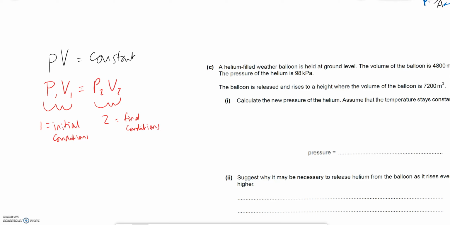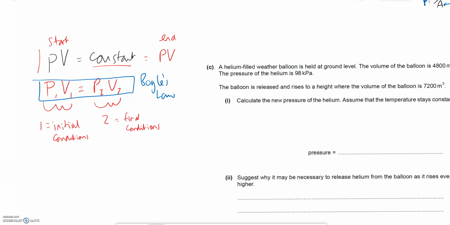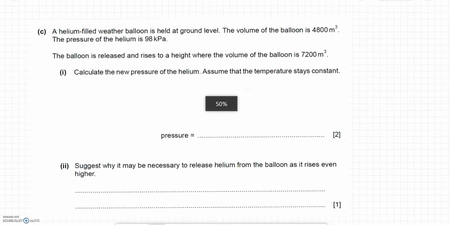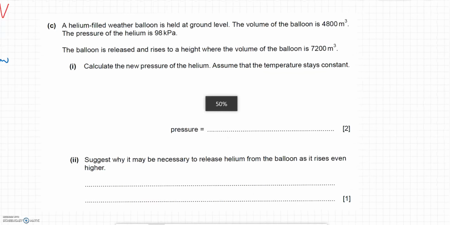So you can use it in either form. You could use this equation and find the constant, and remember that would be equal to the pressure and the volume at the end. This is at the start. Or you can just remember it as P1V1 equals P2V2. And this is known as Boyle's law, named after the Scottish scientist, not Susan Boyle. So let's use that equation now in this nice little question over here.